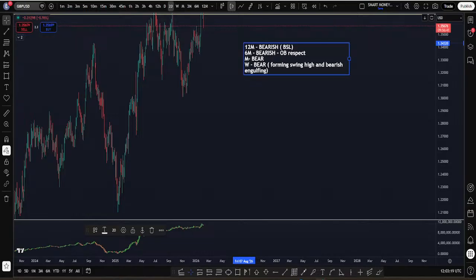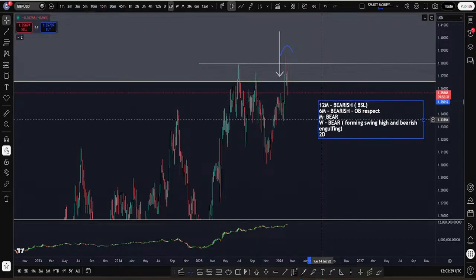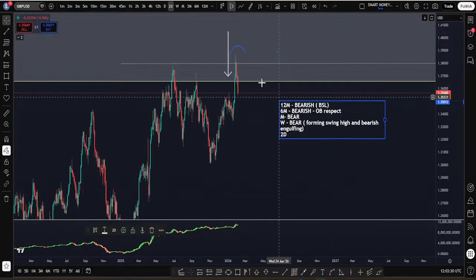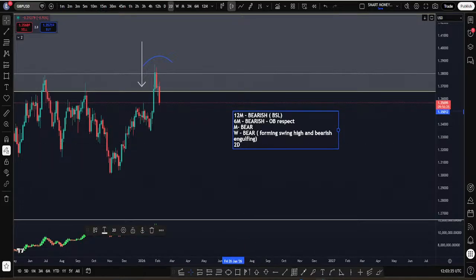But because it's forming, I'm going to drop to the 2-day. I want to see what's actually happened, what's done, what's already concrete. Okay, here we go. We go to the 2-day. What we can say is bearish for sure.